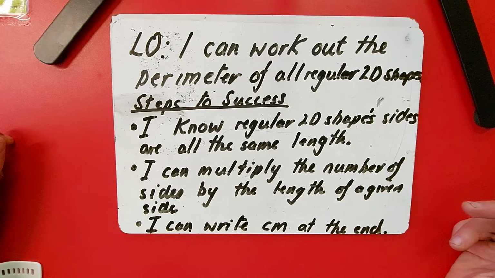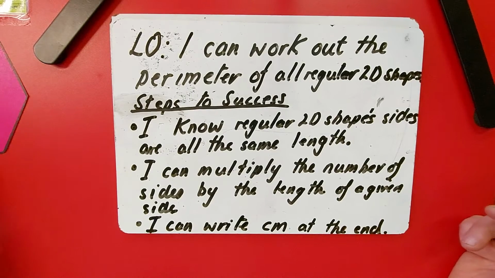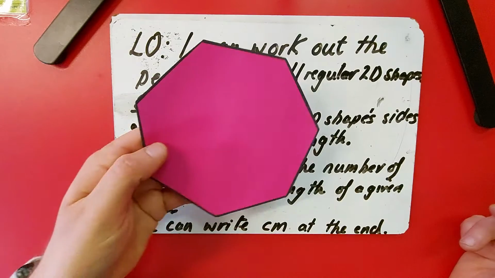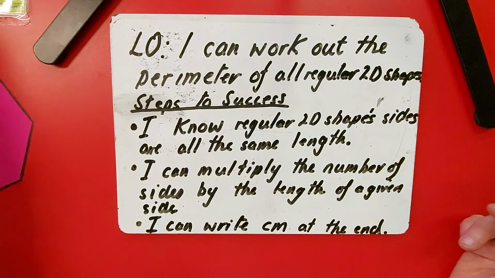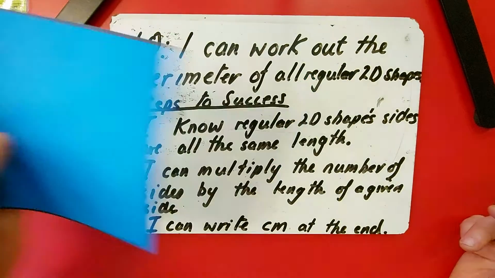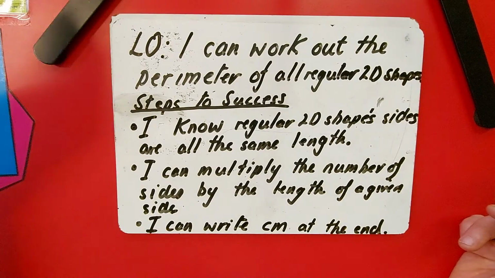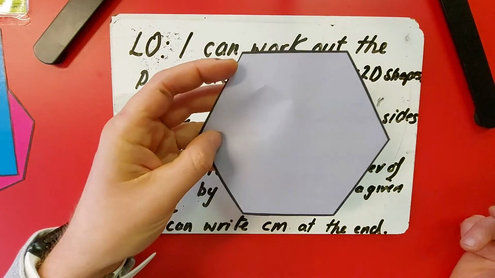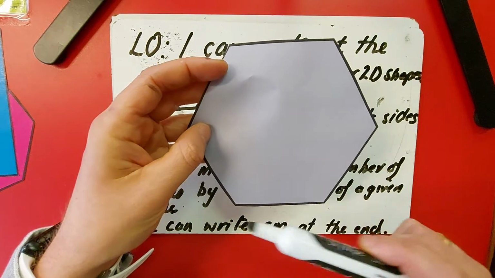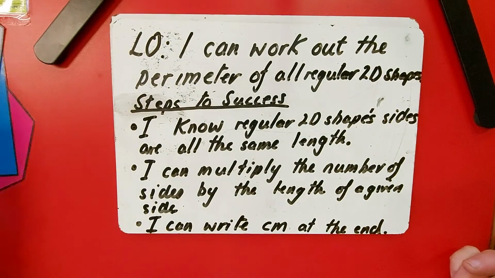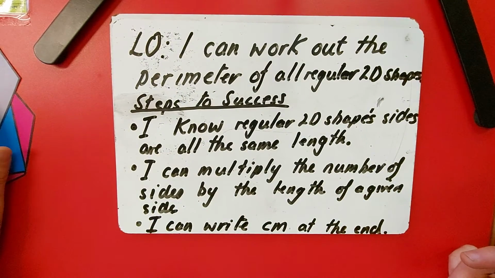Today we're going to be looking at working out the perimeter of all 2D shapes. Let's remember 2D shapes are flat. They're things like this, which is a septagon, things like this, a square, and things like this, which I'm going to count, 1, 2, 3, 4, 5, 6, is a hexagon. So we're going to be looking at how to work out the perimeter of shapes like this. And it's a lot easier than it sounds.